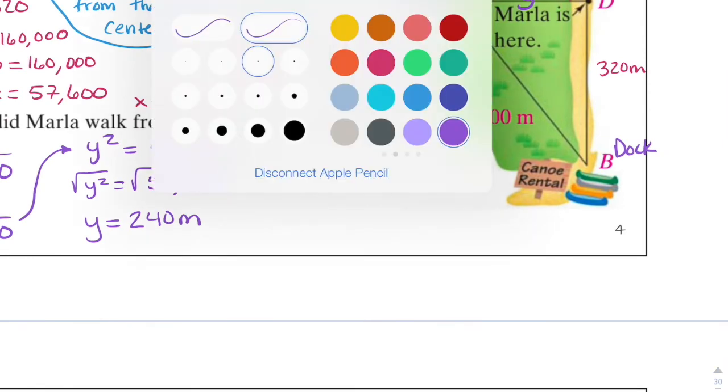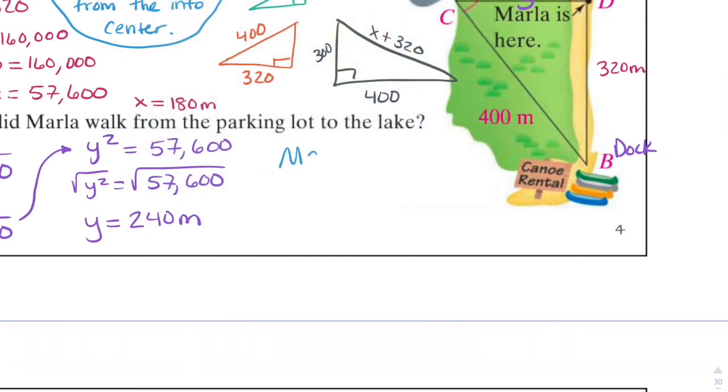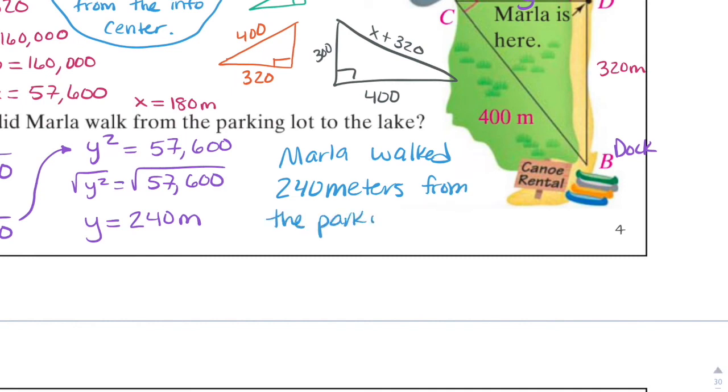So Marla walked 240 meters from the parking lot to the lake.